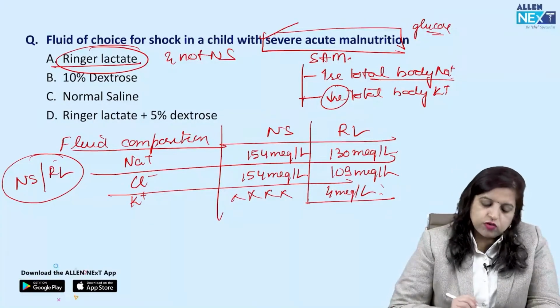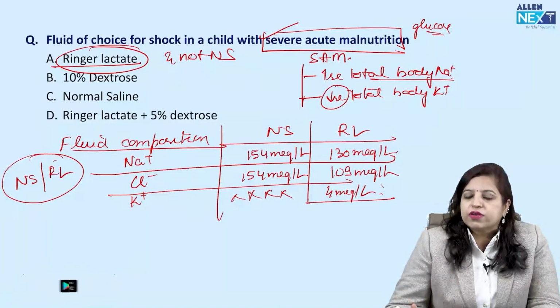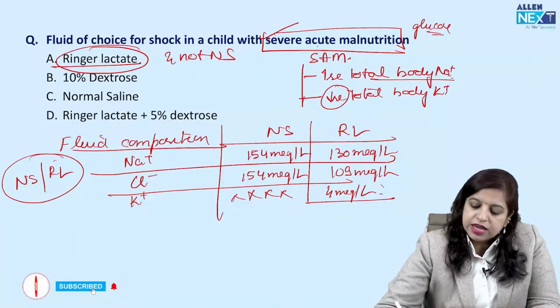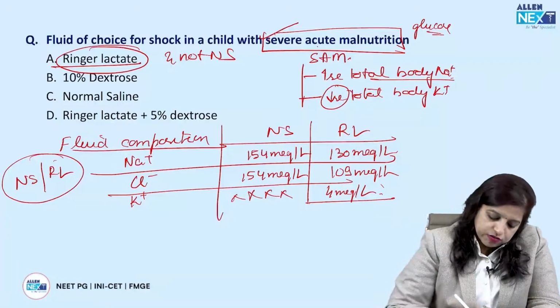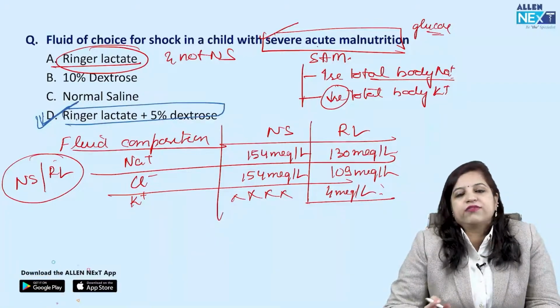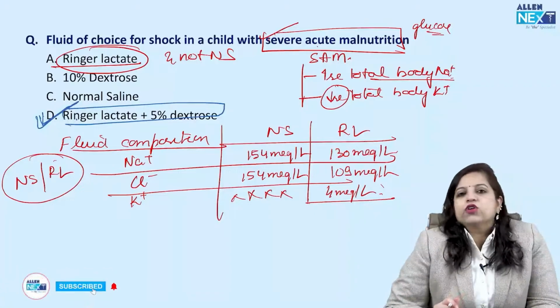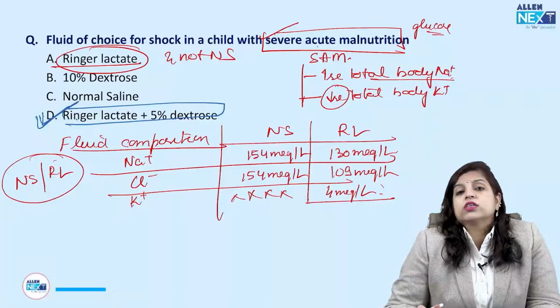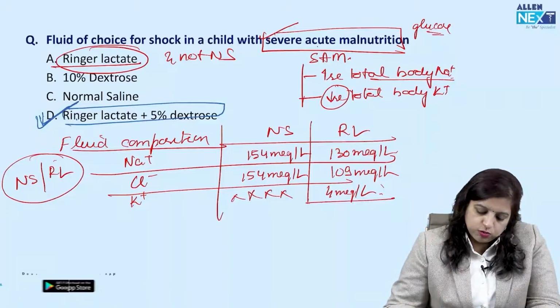So that is why we go for Ringer lactate along with 5% dextrose. That would be favorable because the child is a case of SAM. Anyways, he would be having hypoglycemia. So the correct answer over here would be giving Ringer lactate with 5% dextrose, and not only Ringer lactate, and definitely not giving normal saline. And anyways, the second option, 10% dextrose, is never used as a resuscitation fluid, right? So therefore, our answer is going to be the D option.